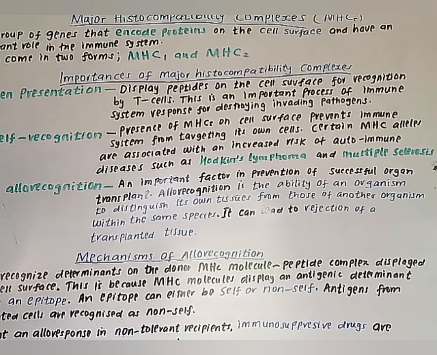Mechanism of allorecognition. T cells recognize determinants on the donor MHC molecule peptide complex displayed at the cell surface. This is because MHC molecules display an antigenic determinant called an epitope. An epitope can either be self or non-self. Antigens from transplanted cells are recognized as non-self. To prevent an allo response in an intolerant recipient, immunosuppressive drugs are administered but are known to cause long-term adverse effects.